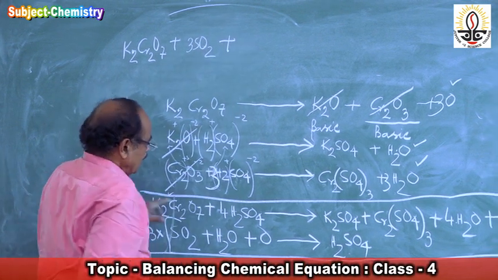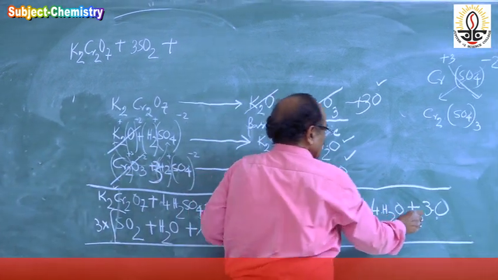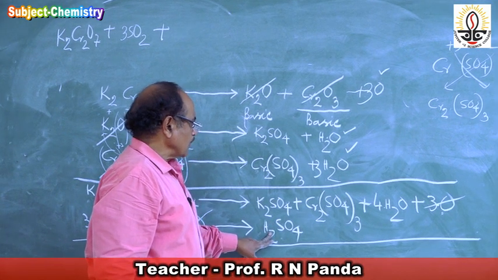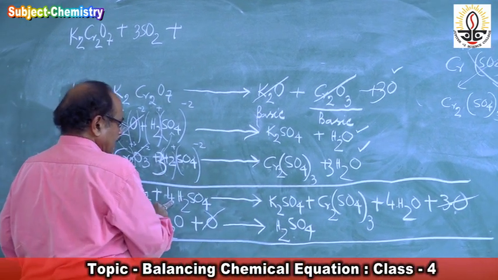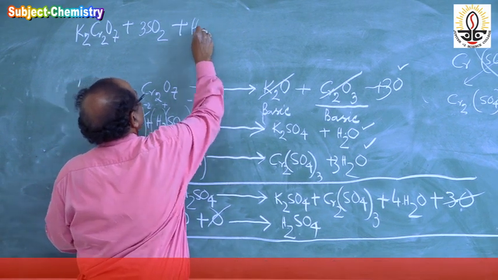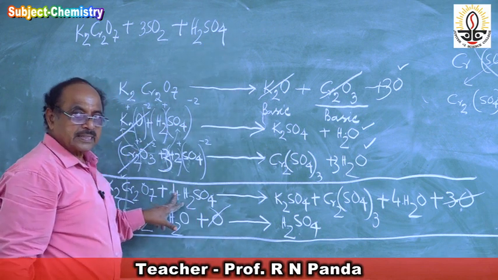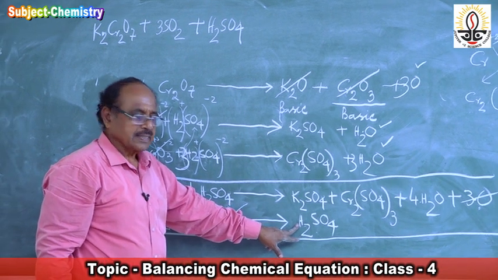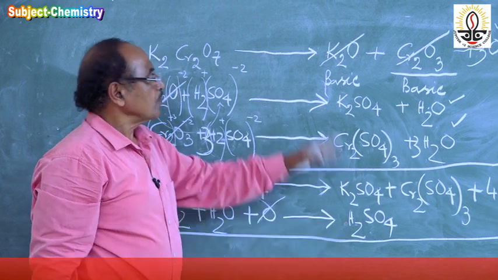Then what has happened? How many sulfuric acid? This O cancels. So how many sulfuric acid on the right side? Here we have 3 sulfuric acid. And how many sulfuric acid on the left side? 4. On the left side I will have 4 sulfuric acid, and on the right side I got 3 sulfuric acid. So this.